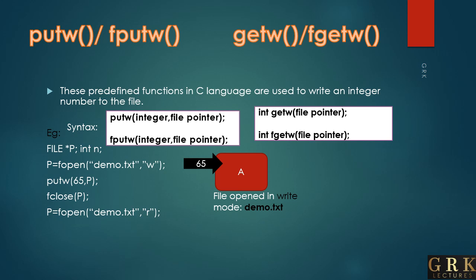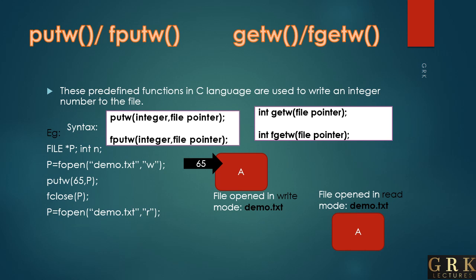Now next I am trying to read that file which has already been created, that is demo.txt. That's why I am opening that file in the read mode, because from that file I want to read the number 65 that we have written earlier. So the file is opened in the read mode.